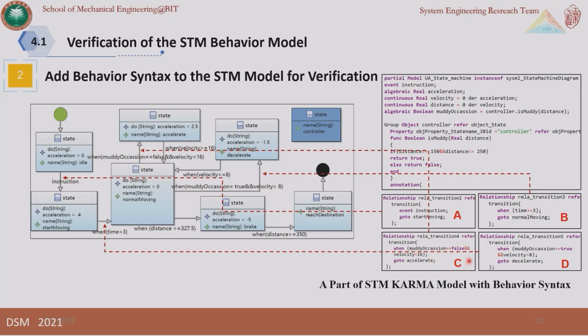And the transition C means that when the modification is false and the velocity is less than 16, the system will go to the accelerate state from the normal moving state. And the transition D means that if the modification is true and the velocity is greater than 8, the system will go to the decelerate state from the normal moving state.